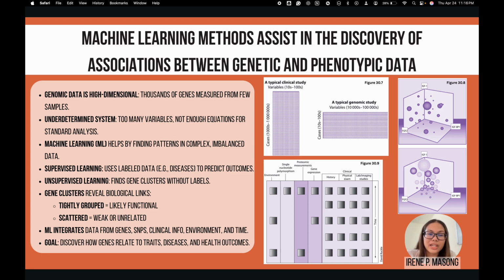Machine learning can also integrate other types of information like gene expression, clinical records, and environmental data over time. This helps scientists understand how genetic features influence health, traits, and disease. Overall, ML is a powerful tool in making sense of complex genetic data and supporting discoveries in precision medicine.